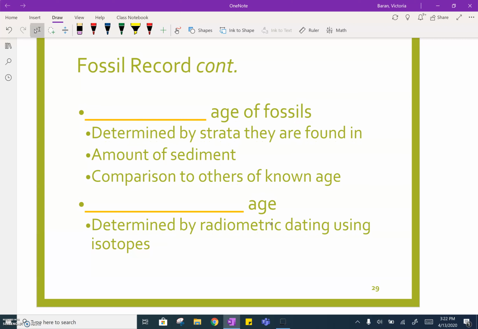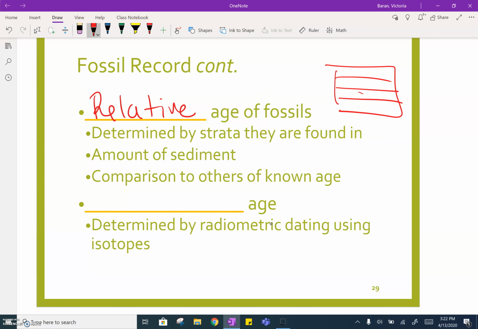So continuing talking about the fossil record. So we can determine relative age of fossils. This is just by looking at different layers of rock and comparing them to each other. So if there's an organism that is found in a rock layer here, we know that it must be older than an organism that would be found here, but it has to be younger than an organism that would be found here. That's just relative age.